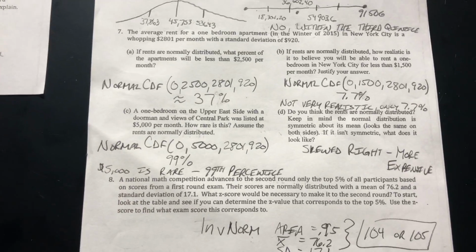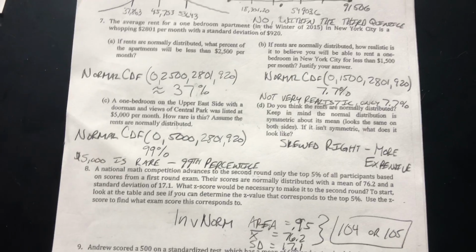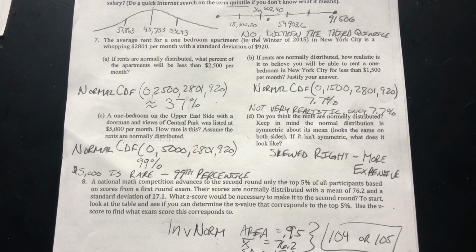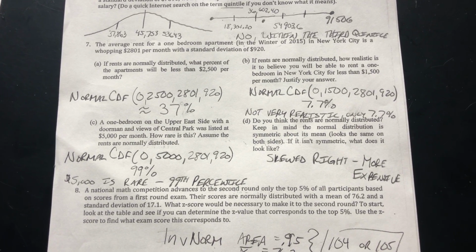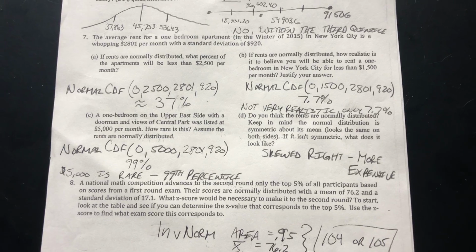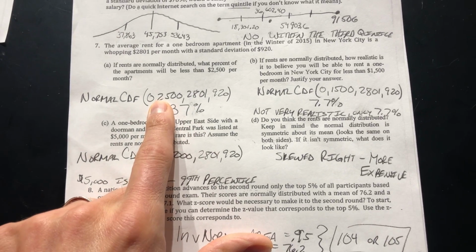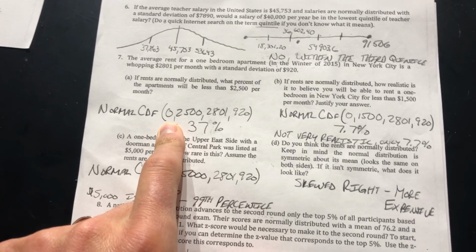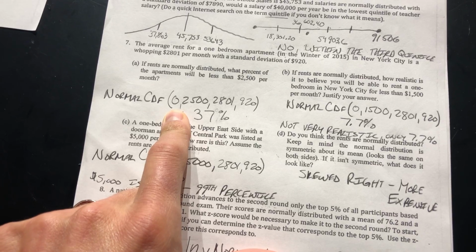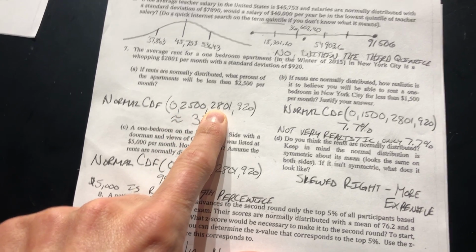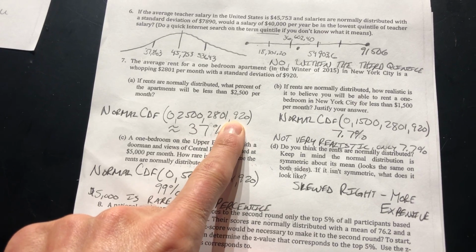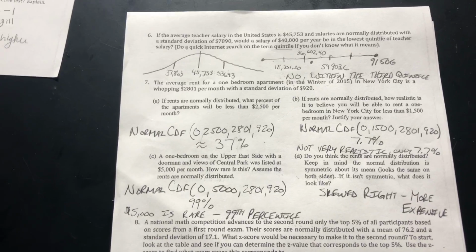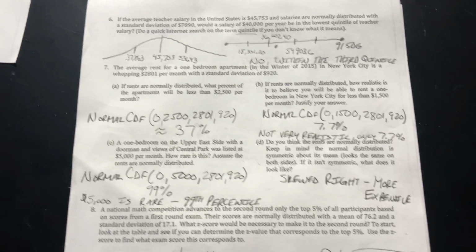Number 7, the average rent for a 1-bedroom apartment in the winter of 2015 in New York City is a whopping $2,801 per month with a standard deviation of $920. So for this one, for A, I used normal distribution because it was less than 2,500. I put 0 because you can't have less than that, but you could put negative 100, negative 1,000, and you still should get about the same answer. Here, this was my mean. Once again, my standard deviation. I got about 37%. Rounding to the nearest tenth, you would get about 37.2%.